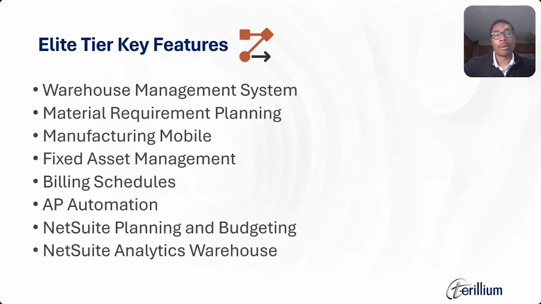As I mentioned, the elite tier will build upon the prior 2 tiers, but will add some functionalities such as a full-fledged warehouse management system, also looking at planning with the MRP or material requirement planning for more advanced balancing of that supply and demand. We'd also look at manufacturing mobile, which allows our shop floor users to track and report production on mobile devices as they continue throughout the production process.